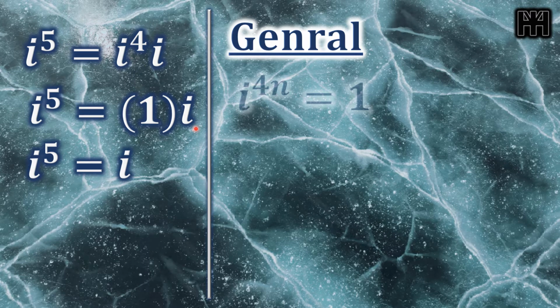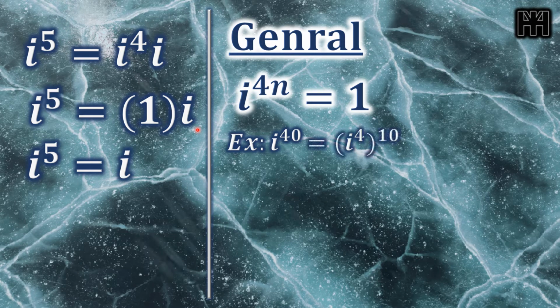In general, let's see here. If we have i to the power 4n, where n is any number, if we have 4 multiplied by any number, let's say 4, 8, 16, 40, 400, 4000, any number divisible by 4 as the power of i will give us 1. Let's take an example, i to the power 40. We can make it i to the power 4, all to the power 10. So i to the power 4 is always equal to 1, and 1 to the power 10 will always be equal to 1.